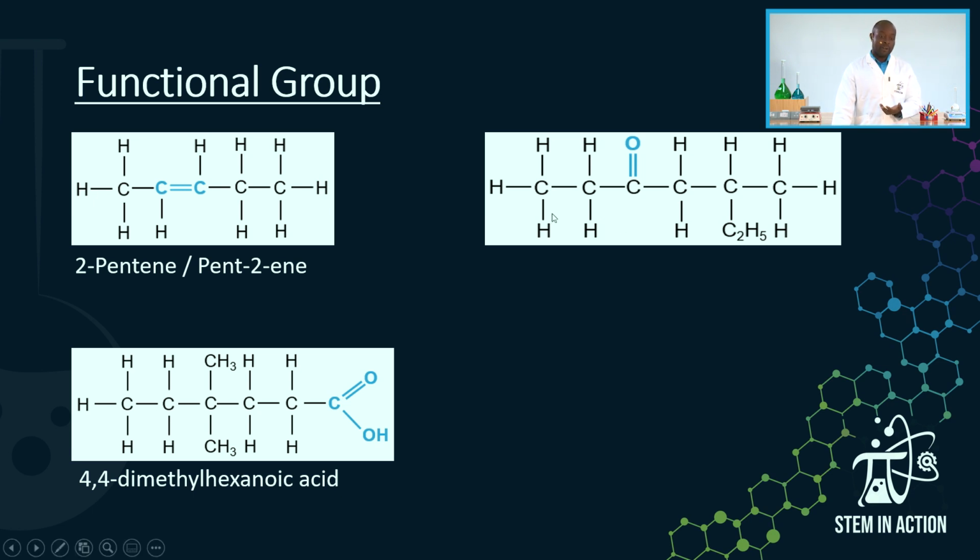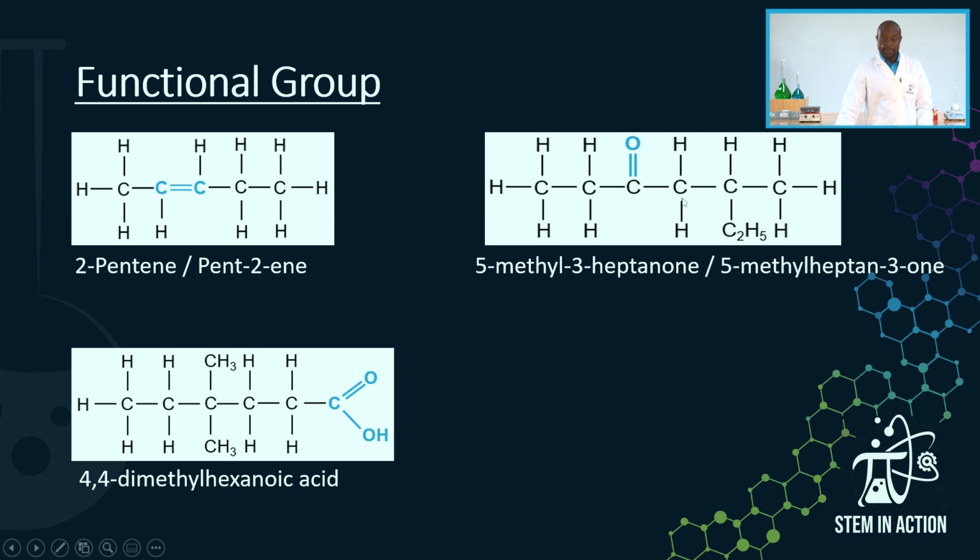So it means that we are going to start from this side. So I'm going to go 1, 2, 3. So it's going to become a 3. And our carbonyl group in this case is a ketone group. And on this position 1, 2, 3, 4, 5, on position 5, we have another substituent group, which is a methyl group. So our name becomes 5-methyl 3-heptanone.